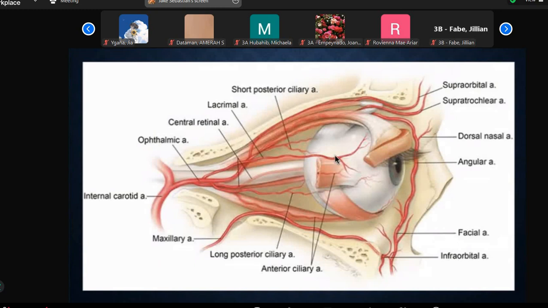So the central retinal artery supplies the anterior half, so the anterior face. So which vessel supplies the posterior half? It's the choroid, which is comprised of the short posterior ciliary artery.